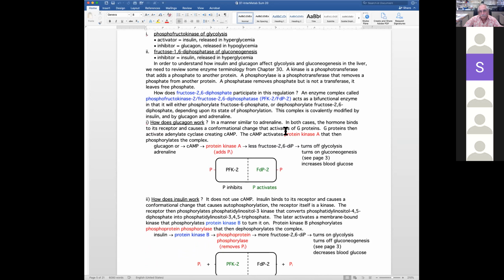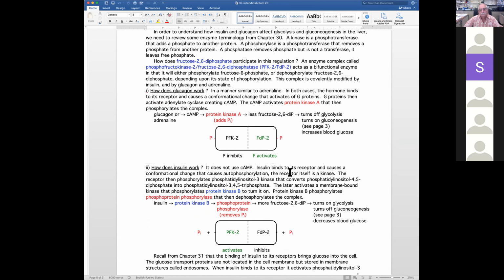So the role of fructose 2,6-diphosphate is rather complicated, but there's an enzyme complex, which I drew right here. It has two enzyme activities on it, depending upon the state of phosphorylation. So this is how insulin affects it, and glucagon. So let's see, I looked at glucagon first.